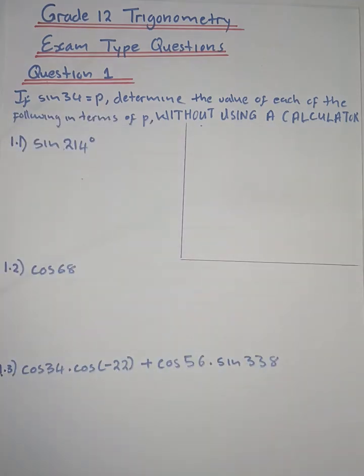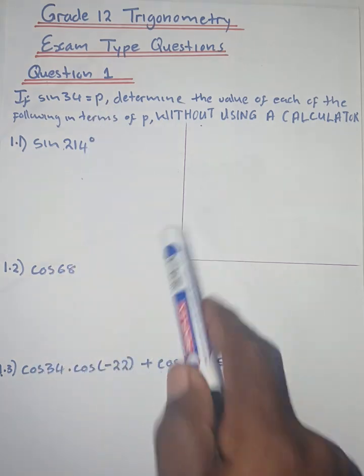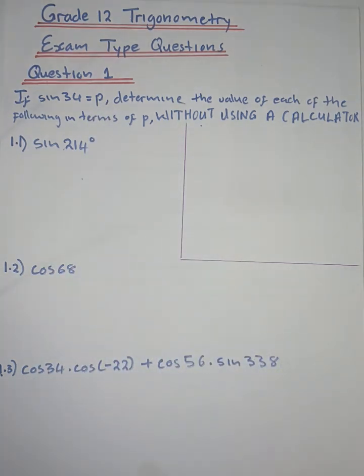So I wrote that down so that we can just narrate it and write whatever we might need to use. They say if sine of 34 degrees is equal to p, determine the value of each of the following in terms of p without using a calculator. Now, what do they mean by that? So what they mean is that you are not allowed to calculate the numerical value of p. So whatever calculation you do on the equations, it must be in terms of p. Now I'm just going to draw a diagram.